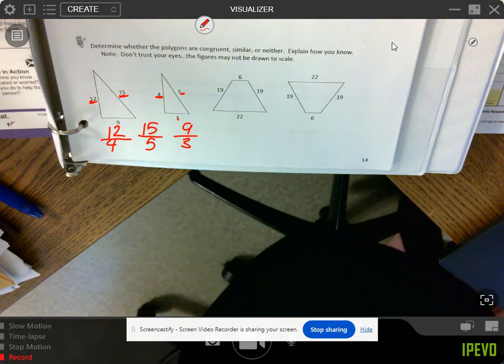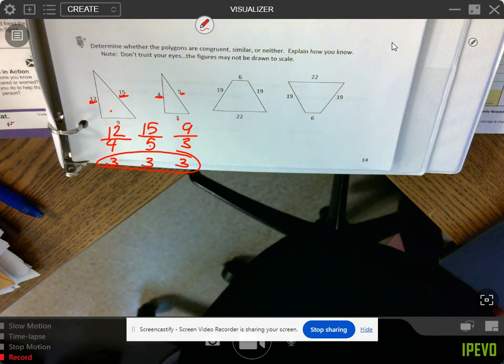You're going to have 3 sides. You should have 3 proportions. Let's see, are they all proportionate to each other? 12 divided by 4 is what? 3. 15 divided by 5 is? 3. 9 divided by 3 is? 3. Are these two similar polygons?